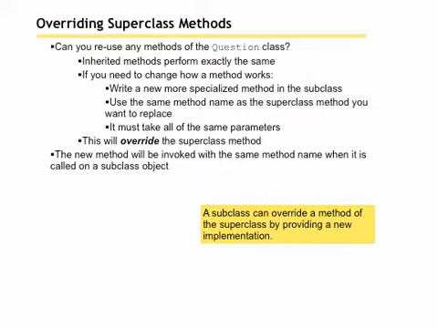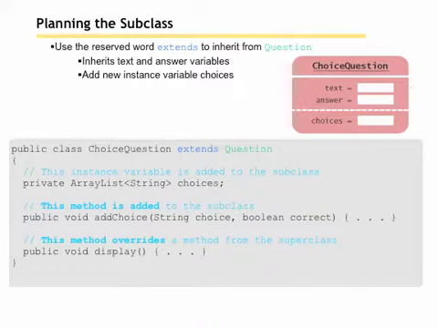So planning the subclass, we use the keyword extends to inherit from the superclass. In this example, we say public class ChoiceQuestion extends Question, and it's going to inherit the text and answer instance fields or instance variables. And then we want to add a new instance variable, choices.